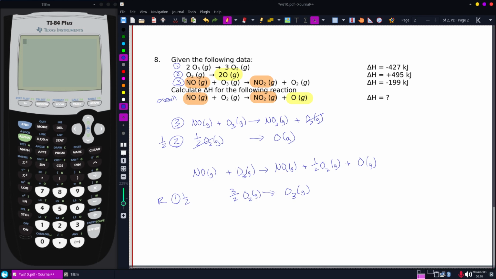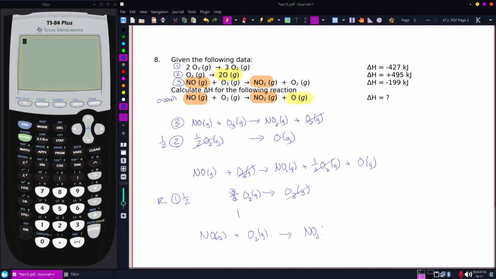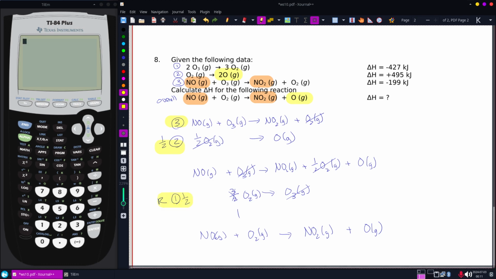All right, but when I combine those two equations, the bottom two, the O3 cancels out, and 3/2 of an oxygen cancels out that 1/2 of the oxygen, leaving just one oxygen, giving a new overall equation of the NO gas, a single O2 gas, gives us the NO2 gas and a single atomic oxygen, which matches our overall equation. So that means these three manipulations of our equation can allow us to combine these equations.